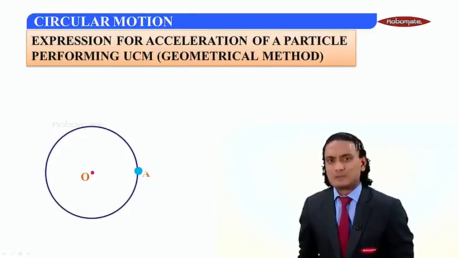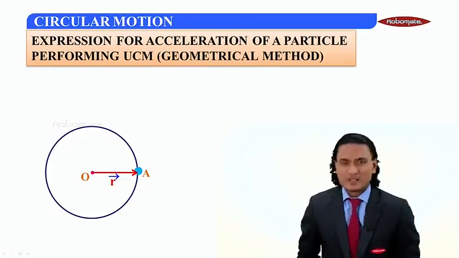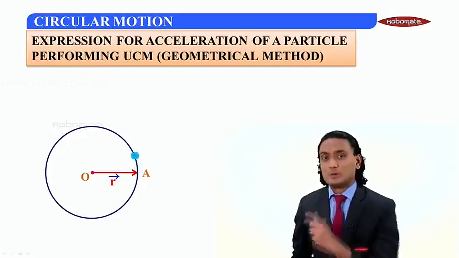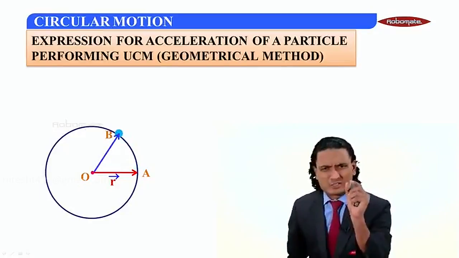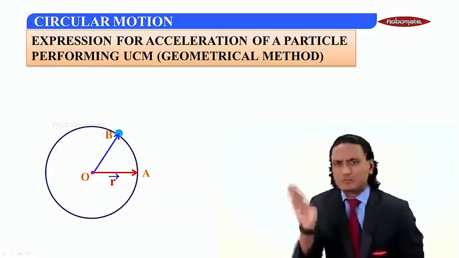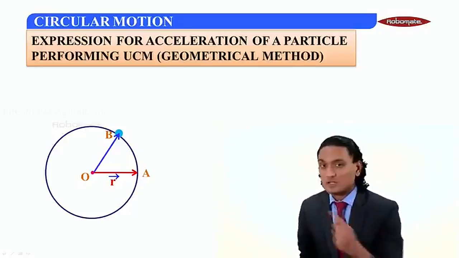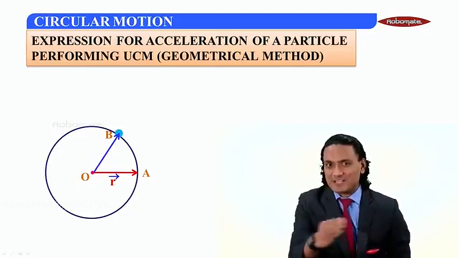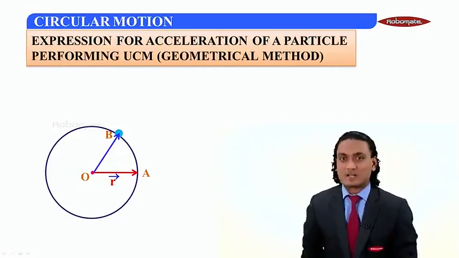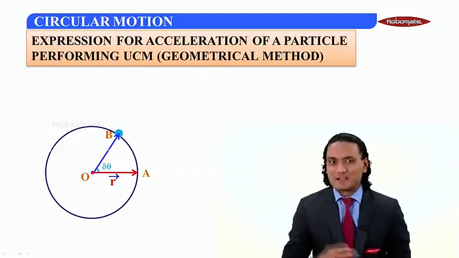Now, let point O be the center of the circular path traced by this particle. Now, this particle is at position A. OA will become my radius vector. Let us assume that this particle moves from position A to position B in a very small interval of time, delta t. Now, OB will become my radius vector. As you can see, the radius vector has swept through an angle. What angle? Very good, a very small angle, delta theta. Small time, small angle, delta theta.